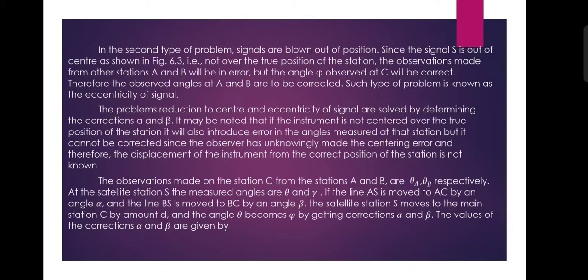The problems of reduction to center and eccentricity of signal are solved by determining the corrections alpha and beta. It may be noted that if the instrument is not centered over the true position of the station, it will also introduce error in the angles measured at the station, but it cannot be corrected since the observer has unknowingly made the centering error, and therefore the displacement of the instrument from the correct position of the station is not known. The observations made on the station C from the stations A and B are theta A and theta B respectively.